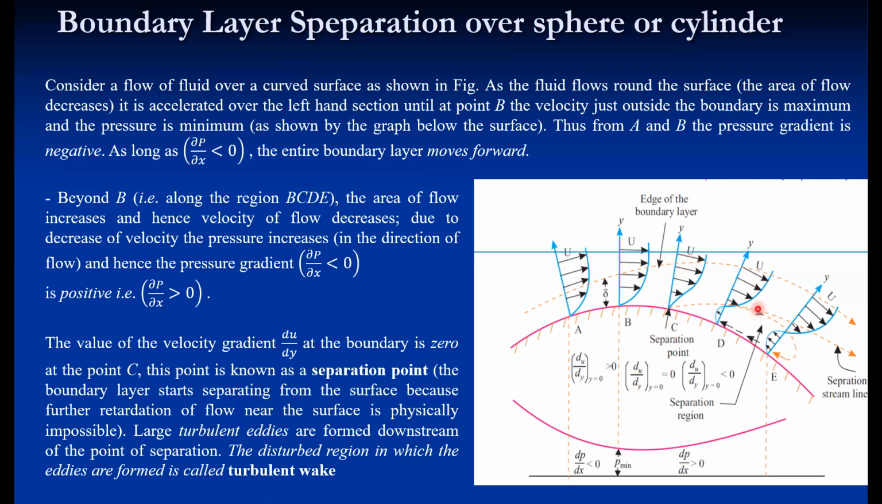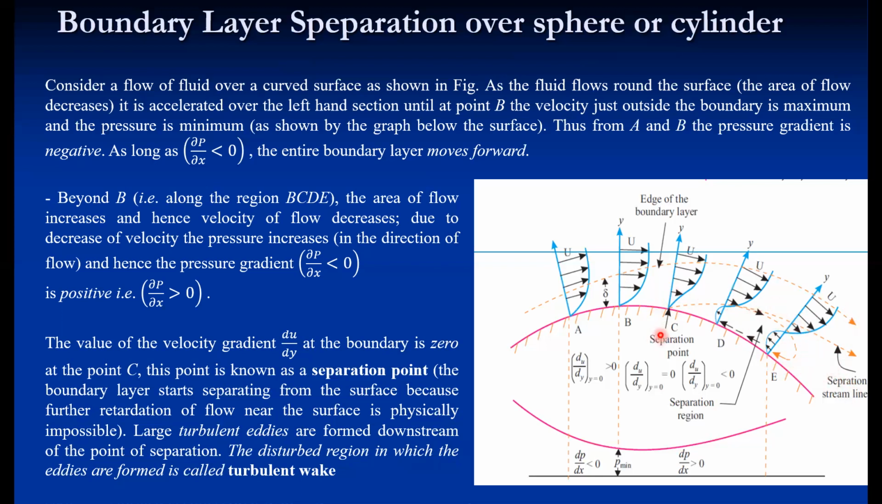Large turbulent eddies are formed downstream of the separation point, as we have seen in previous videos. The disturbed region in which the eddies are formed is called a turbulent wake. If it is further increased, there is a possibility of reversal flow. You can see here the flow is reversed because the velocity is negative in this zone. The magnitude of the reverse negative velocity further increases, and eddies are formed. From point C there are heavy losses because of this positive pressure gradient, which becomes adverse, and reversal flow takes place in this zone.